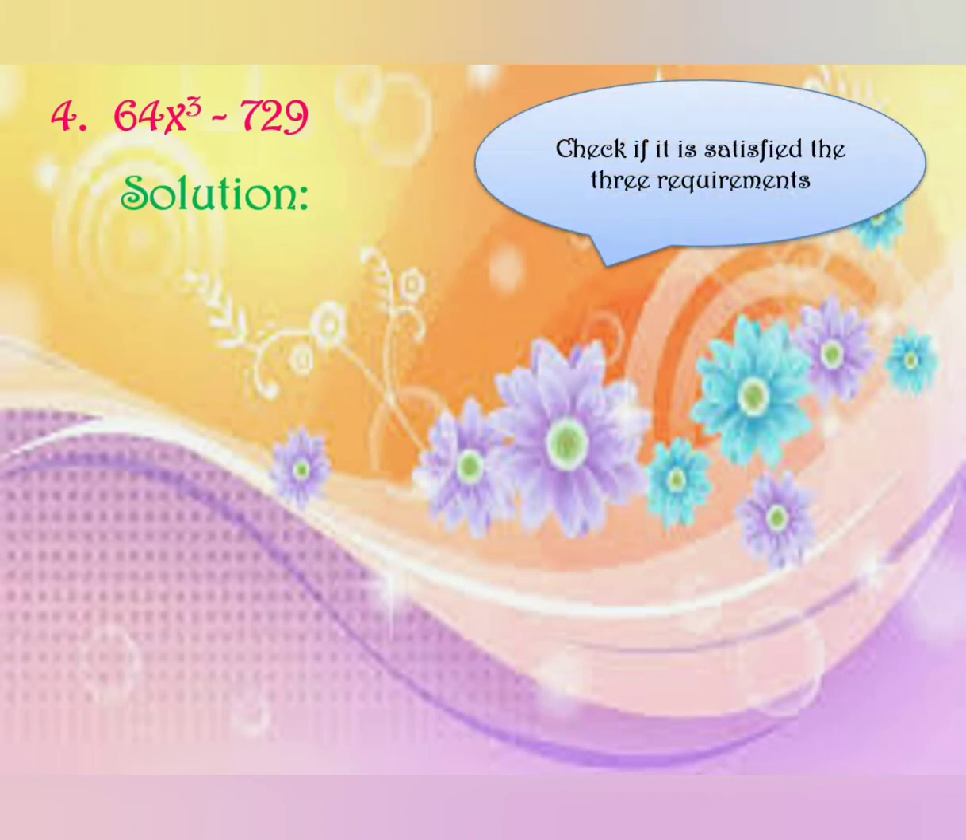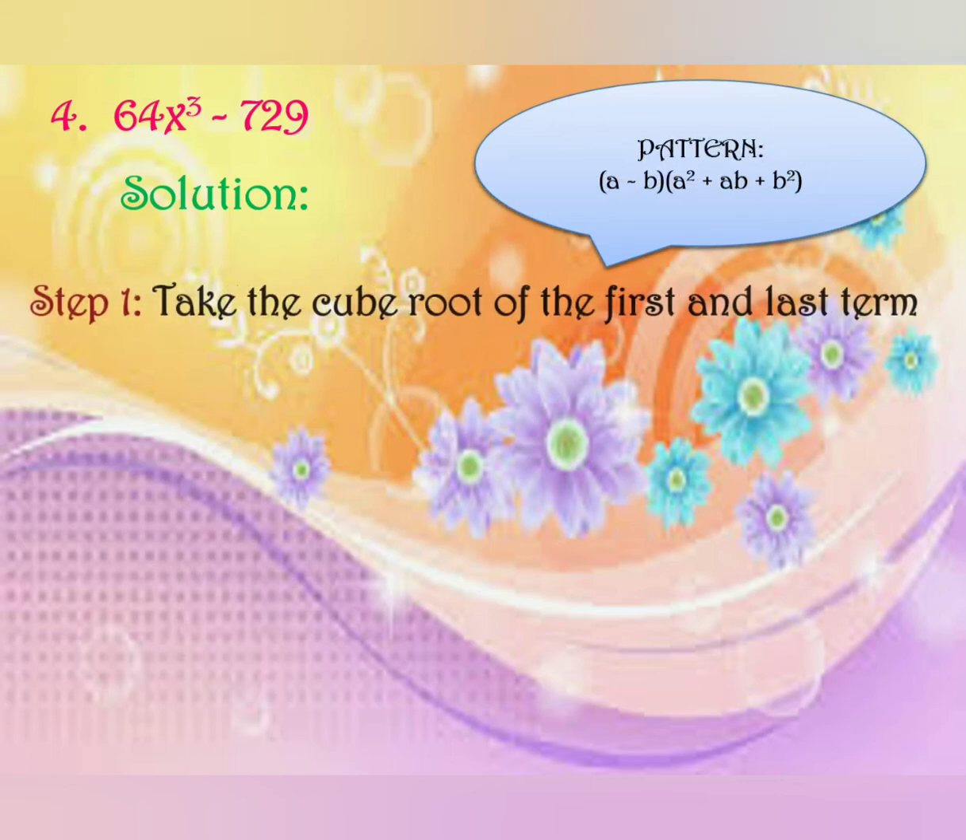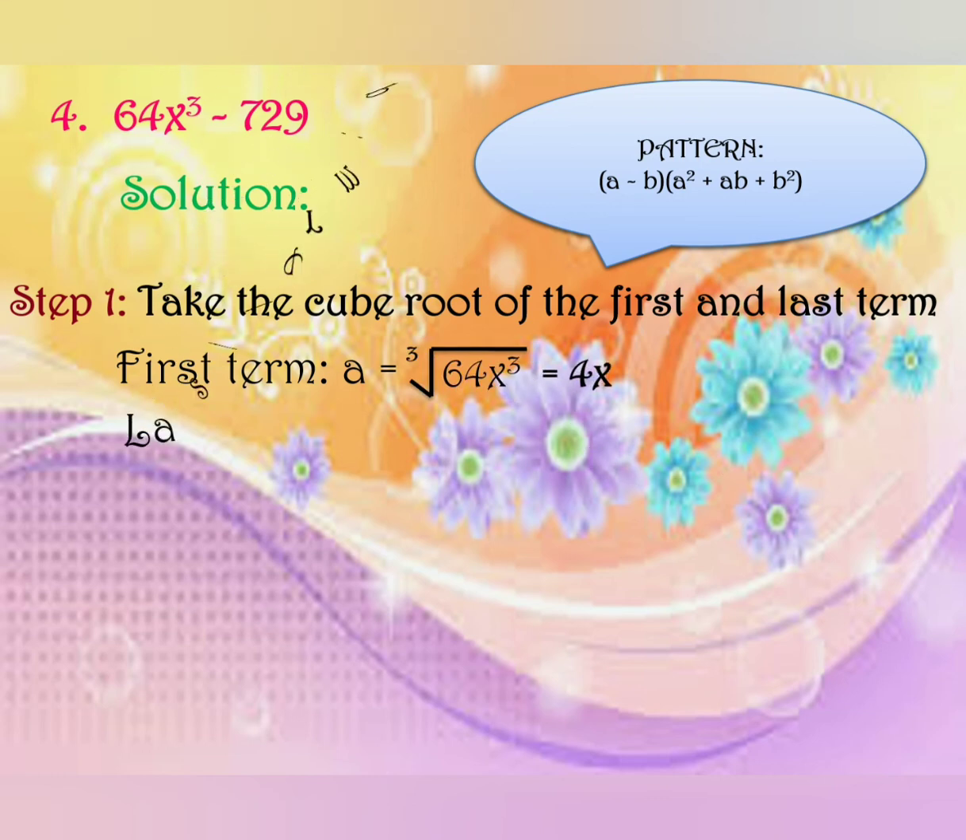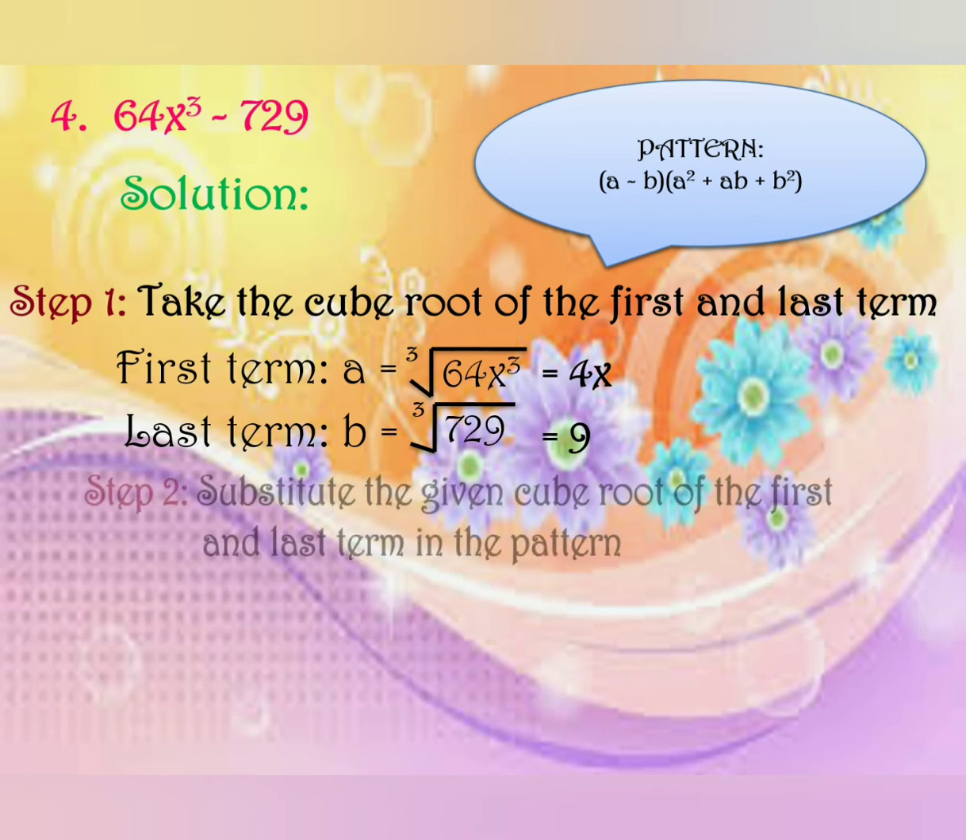Number 4. 64x cubed minus 729. Solution. Check if it satisfies the three requirements. Since it is yes, we can now use the pattern. So step 1, take the cube root of the first and last term. Our first term is 64x cubed. So the cube root of 64x cubed is equal to 4x. Our last term is 729. So the cube root of 729 is equal to 9.